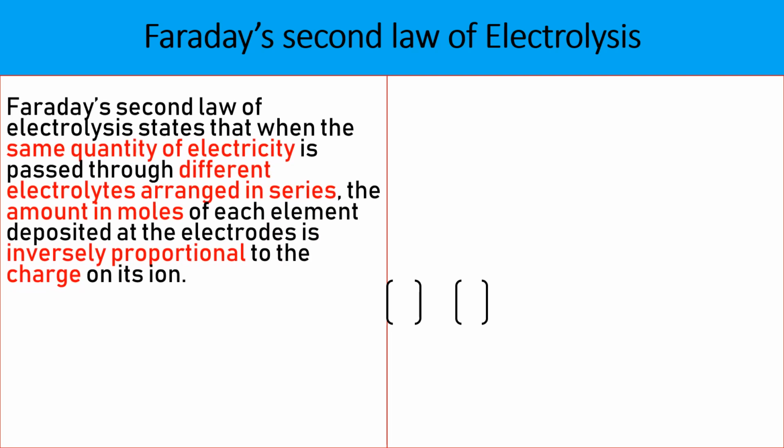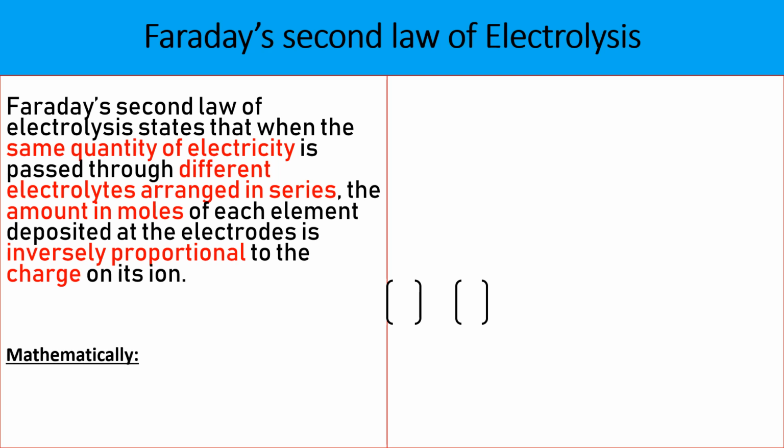Faraday's second law of electrolysis states that when the same quantity of electricity is passed through different electrolytes arranged in series, the amount in moles of each element deposited at the electrodes is inversely proportional to the charge on its ion.